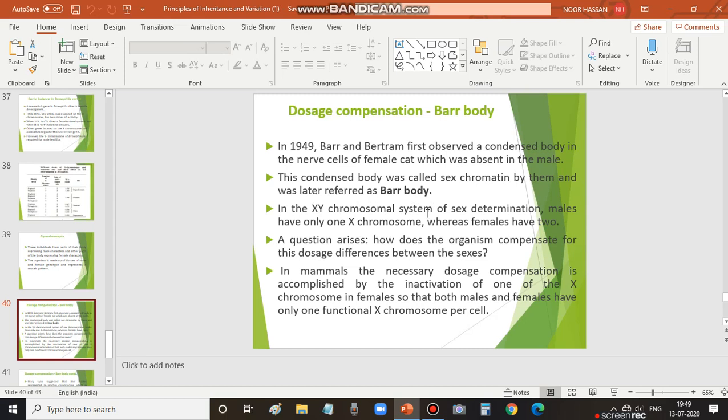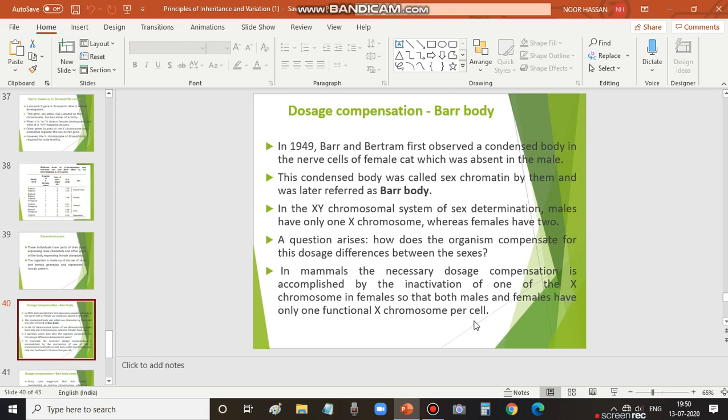In the XY chromosomal system of sex determination, males have only one X chromosome, whereas females have two. This we have learnt already. So then there is a question: how does the organism compensate for this dosage difference between the sexes? In mammals, the necessary dosage compensation is accomplished by the inactivation of one of the X chromosomes in females, so that both males and females have only one functional X chromosome per cell.